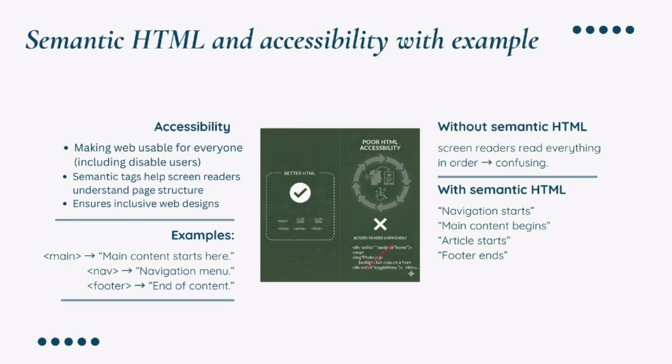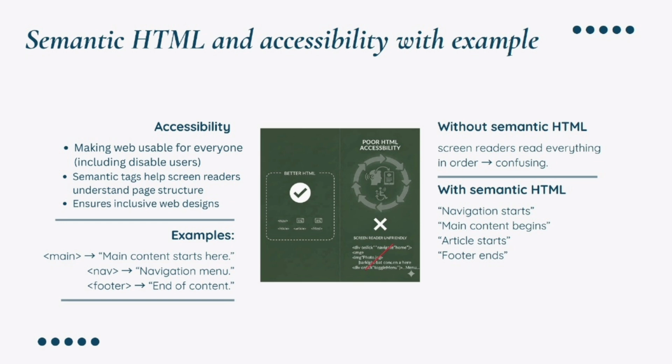Without semantic HTML, the screen reader is forced to read everything in order. It sees a series of divs and just spits out a stream of text, which is confusing and often unusable for someone who can't visually scan the page. And with semantic HTML, the tags give the screen reader navigational cues. The tool can announce navigation start, main content begins, and allows the user to skip directly to the relevant section. Let's see the practical impact with these simple examples.